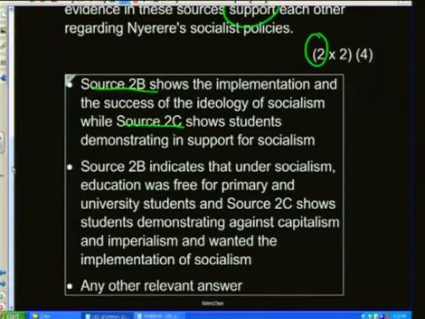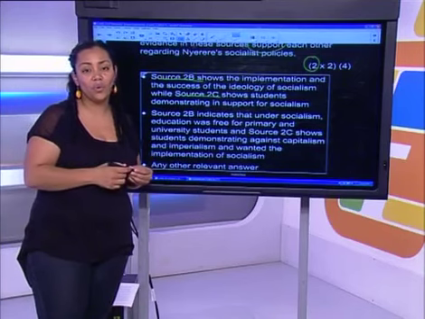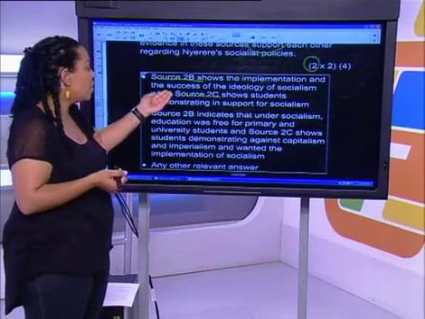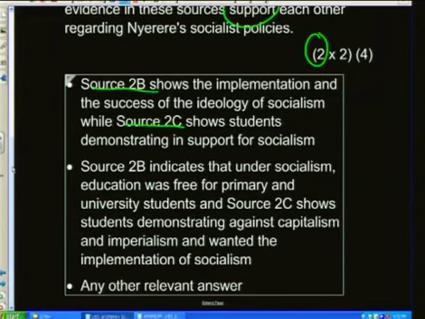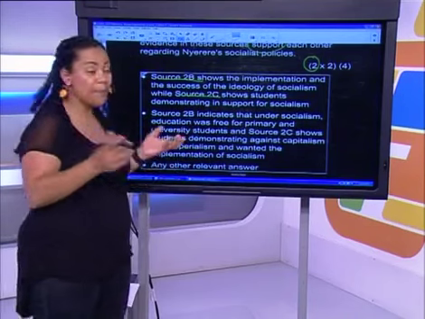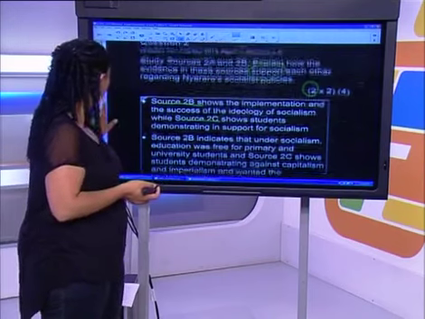Okay, you could shorten that entire answer by starting your answer with the word both. So in other words, both sources show the implementation and successes of the ideology of socialism, and both sources show the positivity of education, or rather the fact that education was free and they were able to implement it and make it accessible to all. Okay, right.